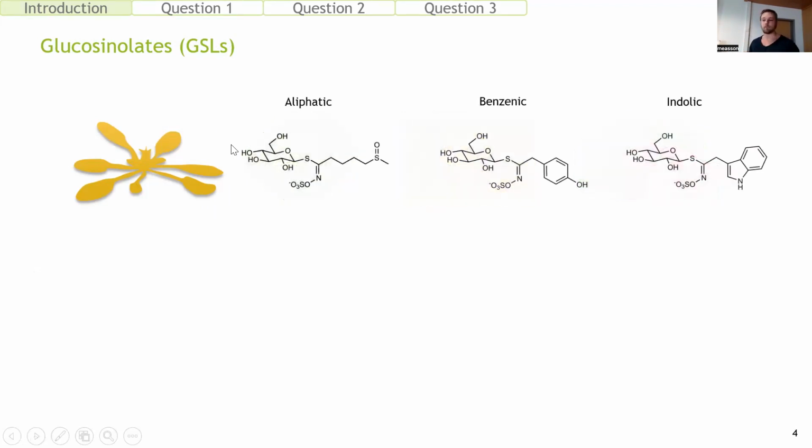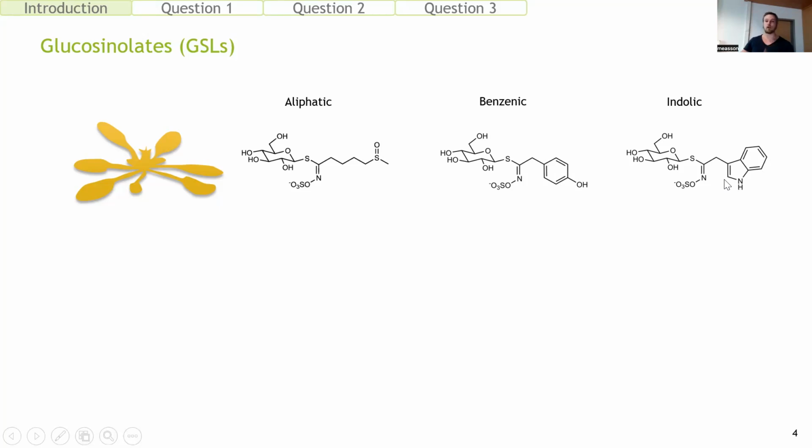And chemically, these compounds are N-hydroxysulfate esters with a beta-thiolinked glycoside. They are usually divided into various categories based on the amino acid from which they're derived: aliphatics being from valine, leucine, methionine, benzenics coming from phenylalanine, tyrosine, and indolics coming from tryptophan.